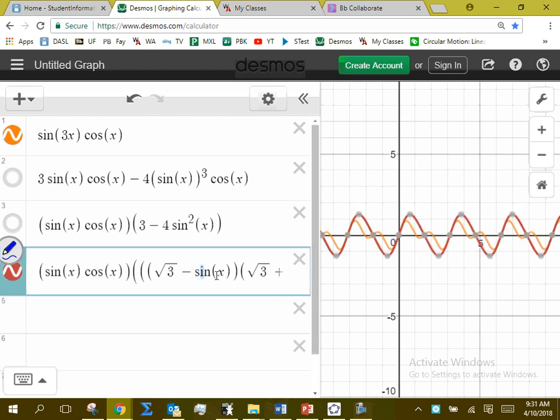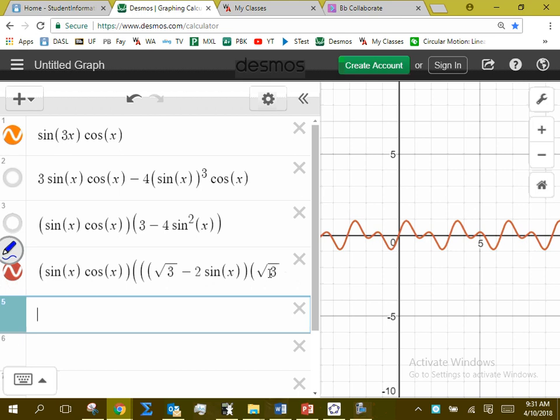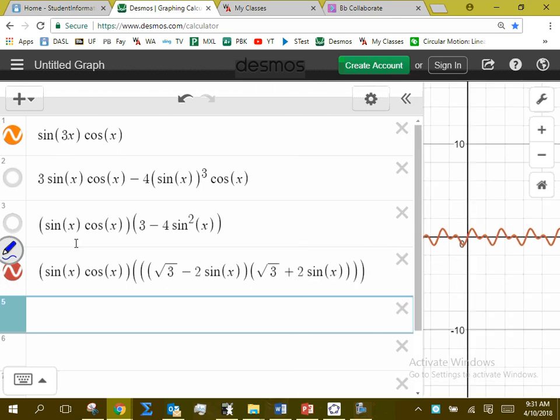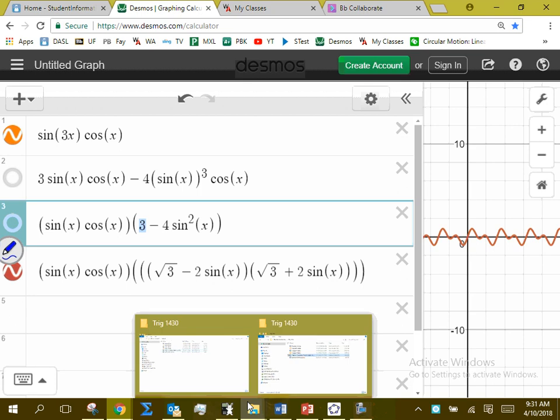I've got something messed up somewhere. Oh, I forgot the 2's. So 2, 2. There we go. Okay. So even though that 3 is not a perfect square, because we know how squares and radicals work, we can write it as radical 3.